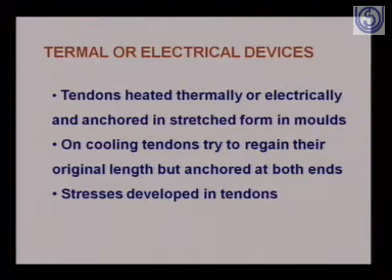When you heat the tendon, there will be expansion in the strand because it is made of steel, so on heating it will expand and stretch. In this heated condition, the tendon is stretched and anchored in the molds which are ready for casting of the structural member. Then that member is cast, and with time cooling occurs in the strands. You have already anchored both ends of the tendon, so on cooling it will try to regain its length, but it will not be allowed to shorten to its original length.